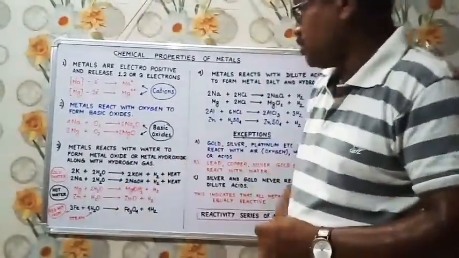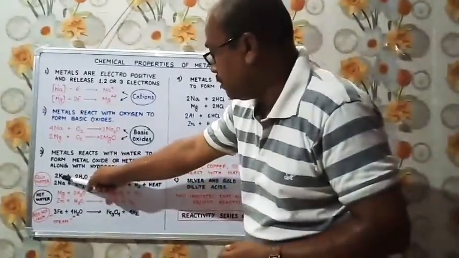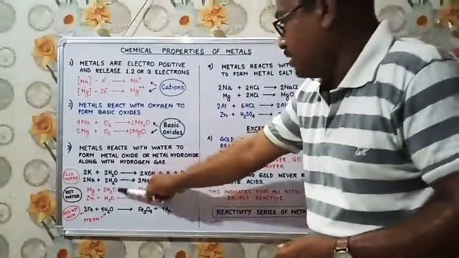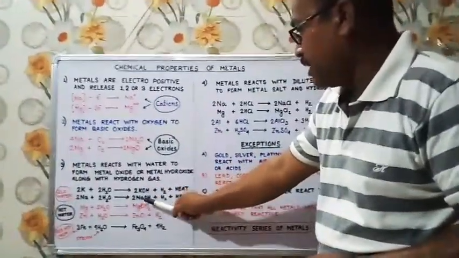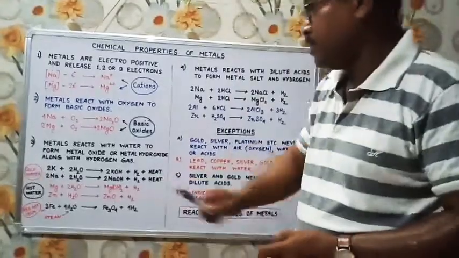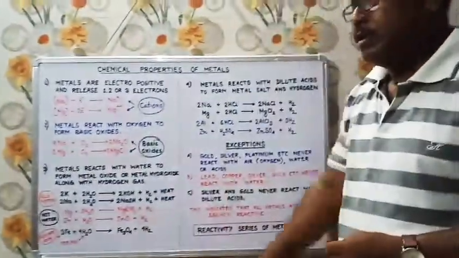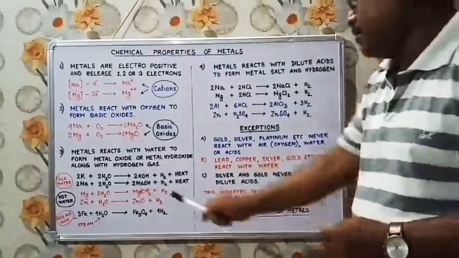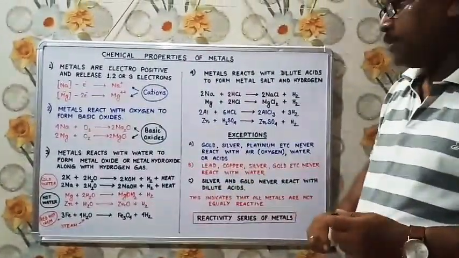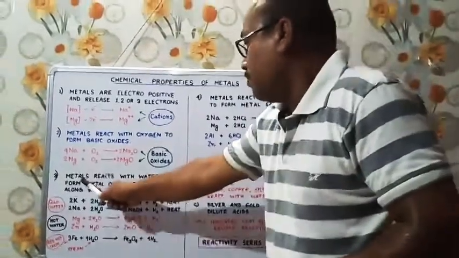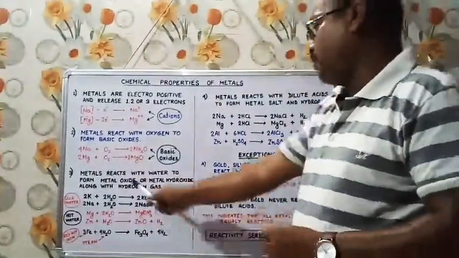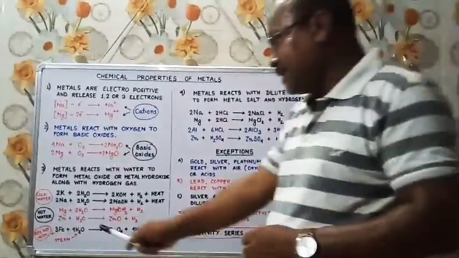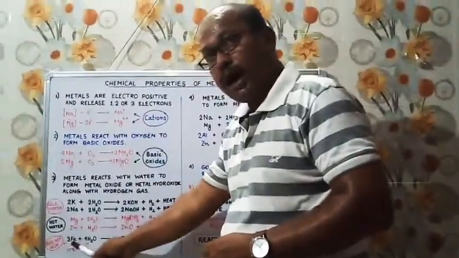In all the four examples we have seen, the first three metals, potassium, sodium and magnesium, while reacting with water, produce metallic hydroxide. But the fourth one, zinc, while reacting with water, did not produce metallic hydroxide but produced metallic oxide. That is to say, the metals when they react with water form either metal oxide or metal hydroxide. We are taking the third example, iron.